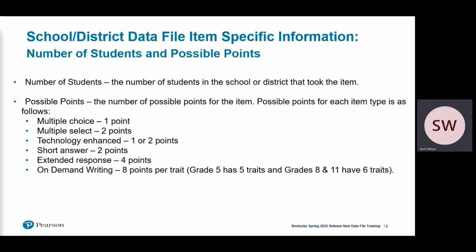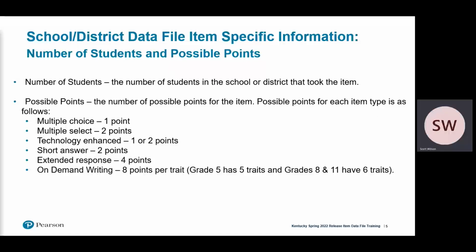It does vary by each item type. So for example, multiple choice is 1 point. Multiple select are 2 points. Technology enhanced items can be 1 or 2 points. Short answer are 2 points. Extended response are 4 points. And on-demand writing is 8 points per trait. And one thing to note, grade 5 has 5 traits. Grades 8 and 11 have 6 traits.